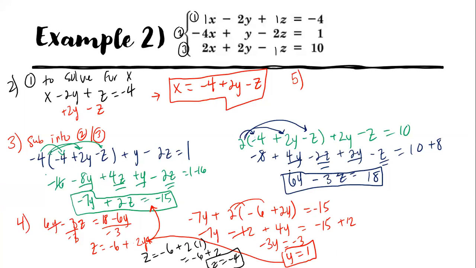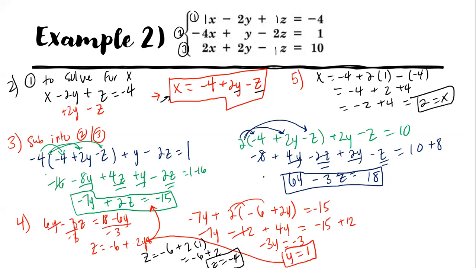Okay, step 5 is you take your two variables that you got, and we're going to plug them back into step 2. So I'm plugging in for y, and I'm plugging in for z. So x equals -4 plus 2 times 1 minus -4, which equals -4 plus 2 plus 4, which equals -2 plus 4, which equals 2, equals x. So my solution is, where the three planes will meet is at 2, 1, -4.